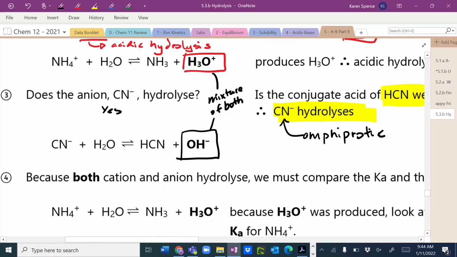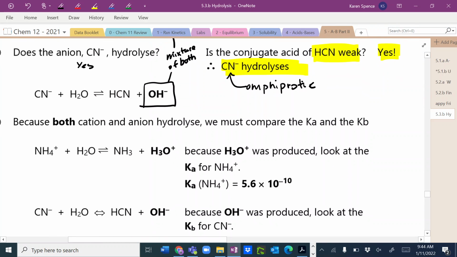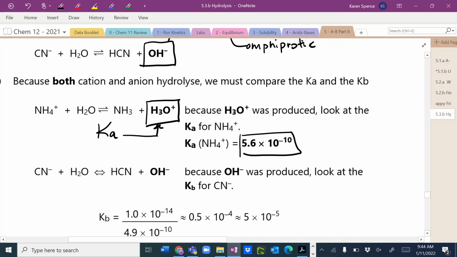Because both of them hydrolyze, we're going to do the same thing we did with an amphiprotic ion. We're going to compare the Ka and the Kb. We have H3O plus being formed, so are we going to use a Ka or a Kb? We're going to use a Ka. We just looked that up on our table, and it's 5.6 times 10 to the minus 10. For the CN minus, we produced OH minus, and when we produce OH minus, we are going to use Kb.